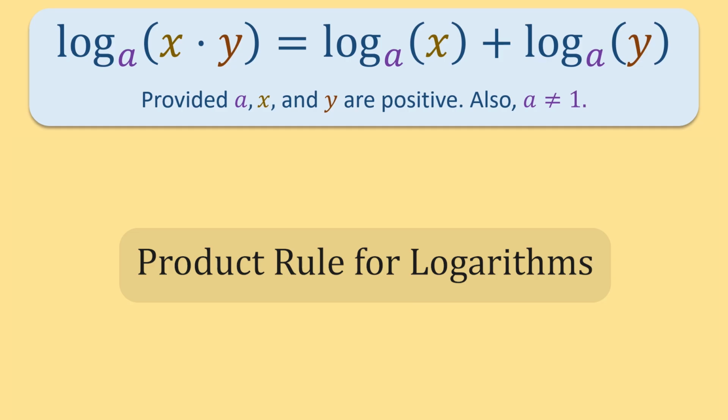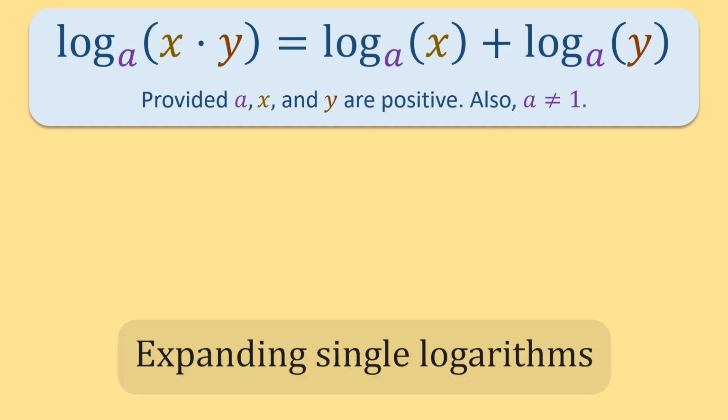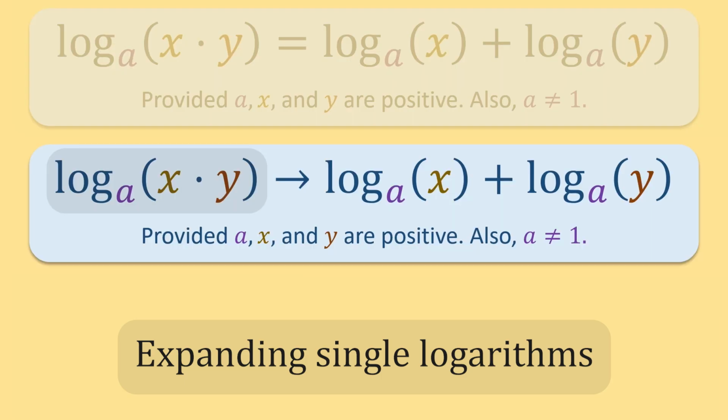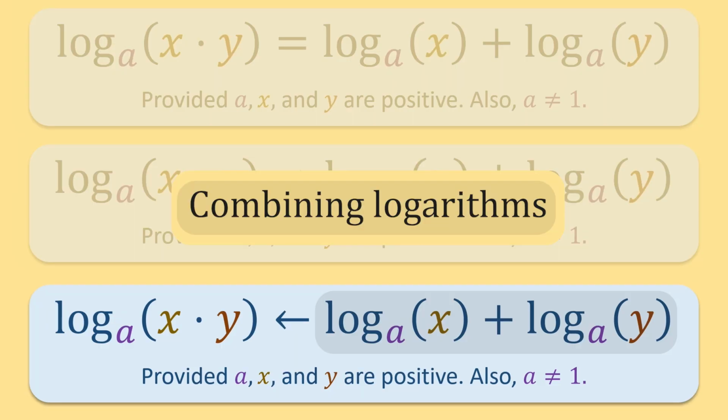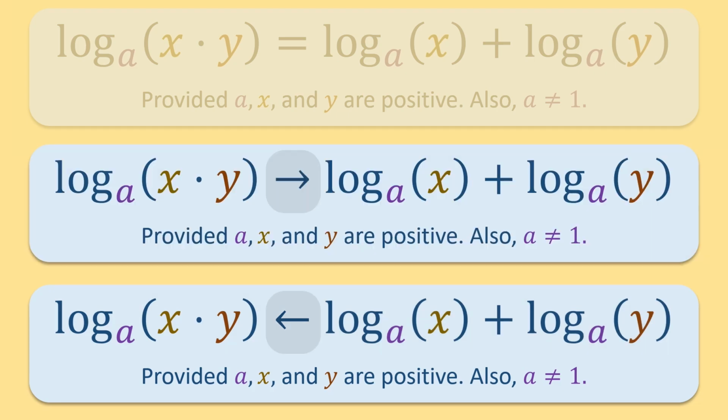Sometimes we use this rule to expand a single logarithm into multiple logarithms, going from the left side to the right side. Sometimes we use this rule to combine logarithms, going from the right side back to the left side. Let's do quick examples of going in both directions.